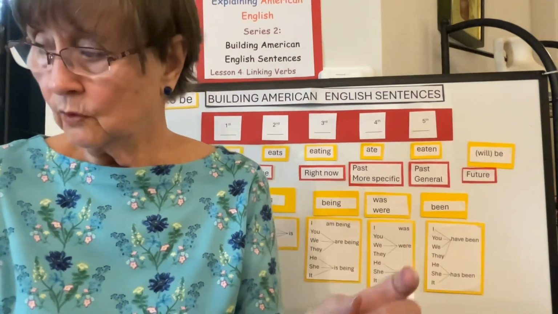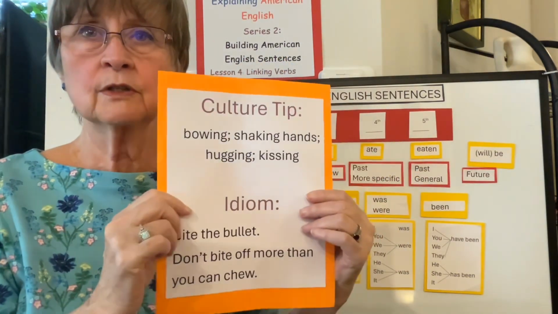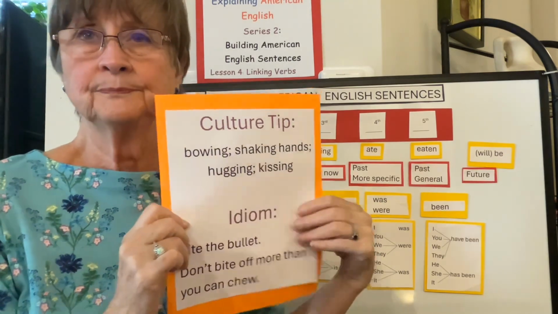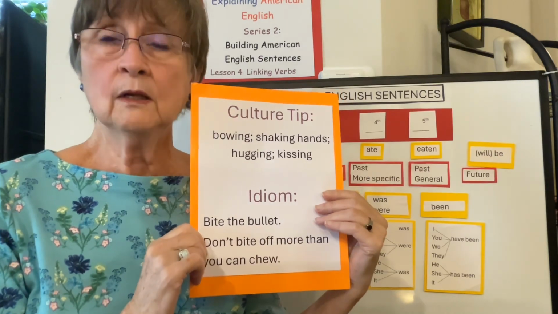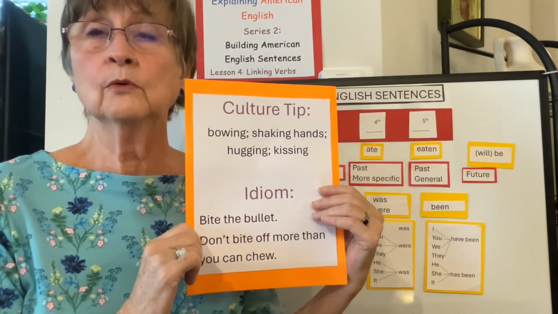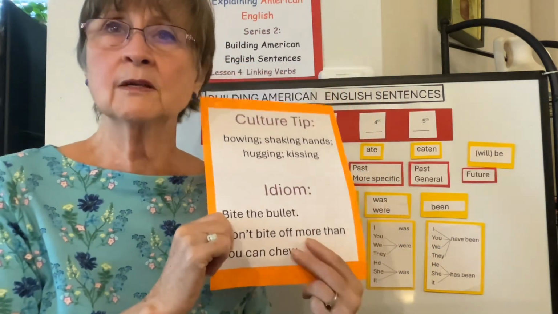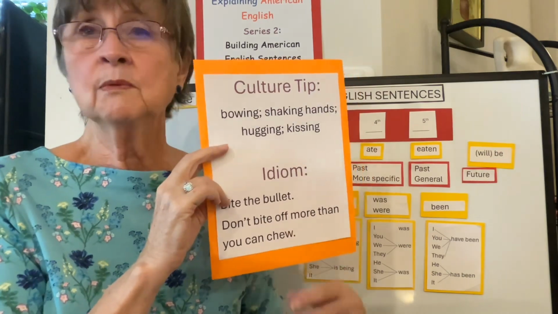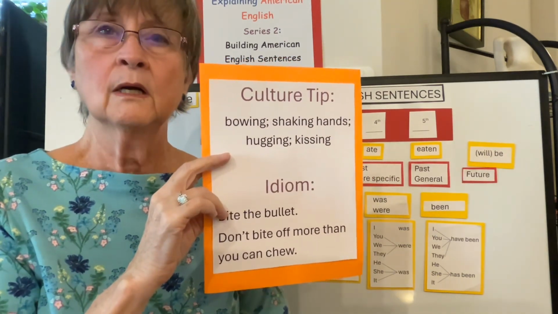Now I'm going to give you a quick culture tip. The first culture tip, bowing. Americans don't usually bow. We will to someone from another culture who bows. I bow many times to my Korean friends because I know in their culture that is appropriate to do. But with my American friends and acquaintances, I don't bow.